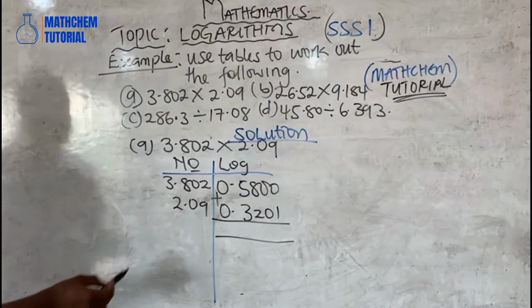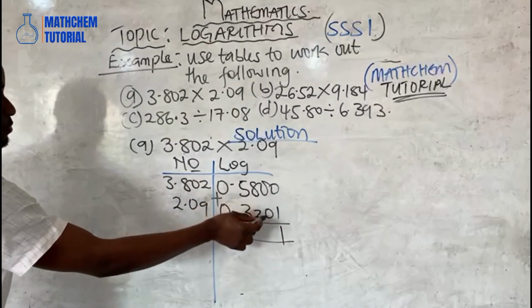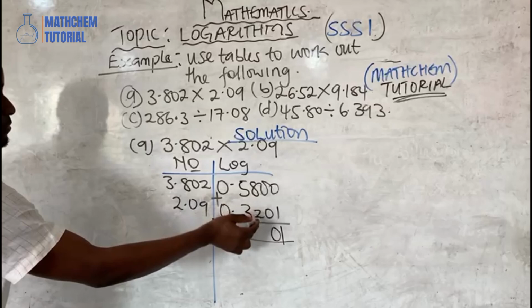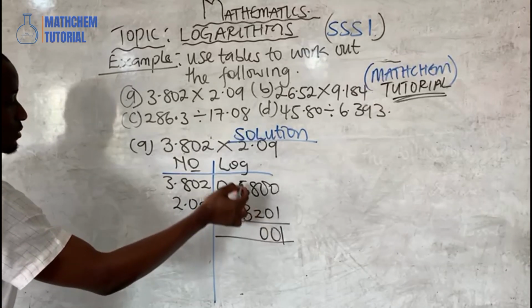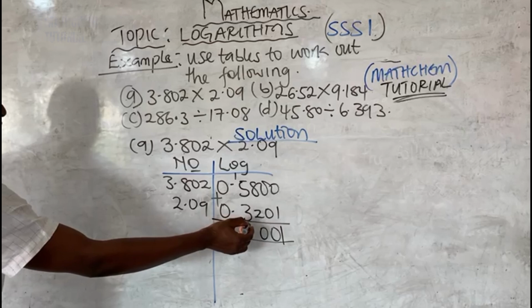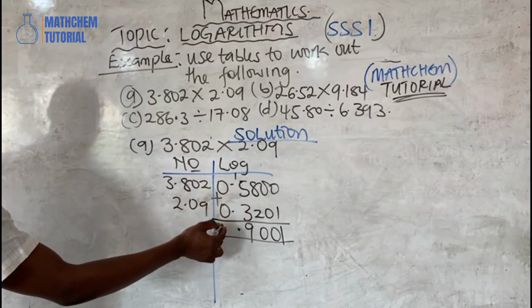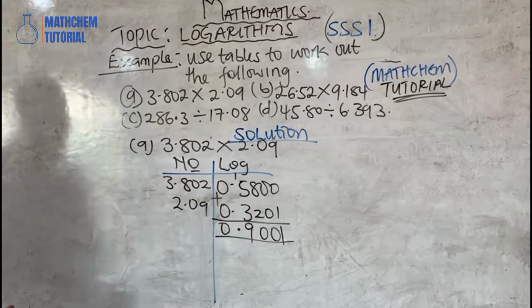So if I sum it up, that gives me 0 plus 1, which is also 1. 0 plus 0 is 0. 8 plus 2, which is 10. I'll write 0, then I'll put my 1 here. Then 5 plus 3, 8 plus this 1, that gives me 9. So my decimal point will still be here. Then I have my 0 plus 0, that's 0. So after having this, what do I do next? Then I will need to check my anti-log table.